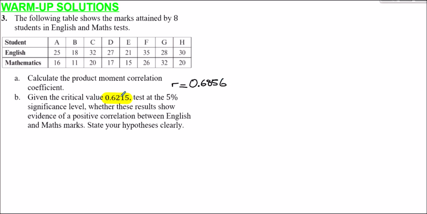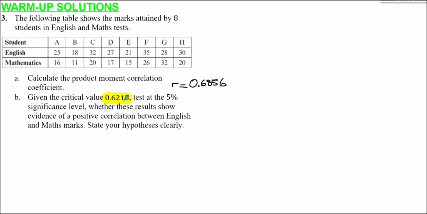Now you might be wondering why I've highlighted this 0.6215 for part B. Well, you might wonder where I've got this number from, which is a fair question. So, given the critical value of 0.6215, which I'll explain, test at the 5% significance level whether these results for Maths and English show that there is evidence of a positive correlation between the English and Maths marks. State your hypotheses clearly. Well, the critical values for a test for zero correlation are given in tables, and you'll get the tables in your exam, in the formula book.